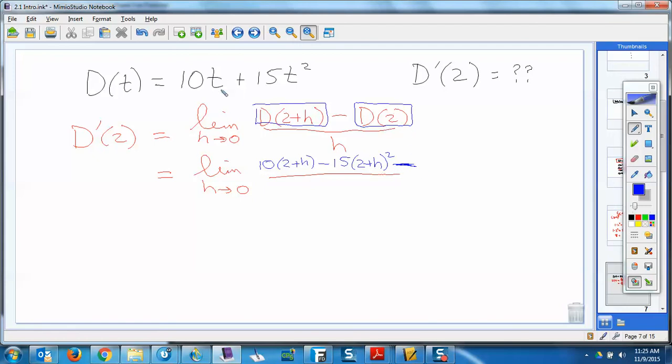What's D of 2? This we can just do in our head, or you could use your calculator now, it's fine. But 10 times 2 is 20. 2 squared is 4 times 15 is 60. 20 plus 60, 80. Right? And then we got an H on the bottom. So the D of 2 plus H gave me that part. The D of 2 gave me the 80. And now it's a bunch of algebra.